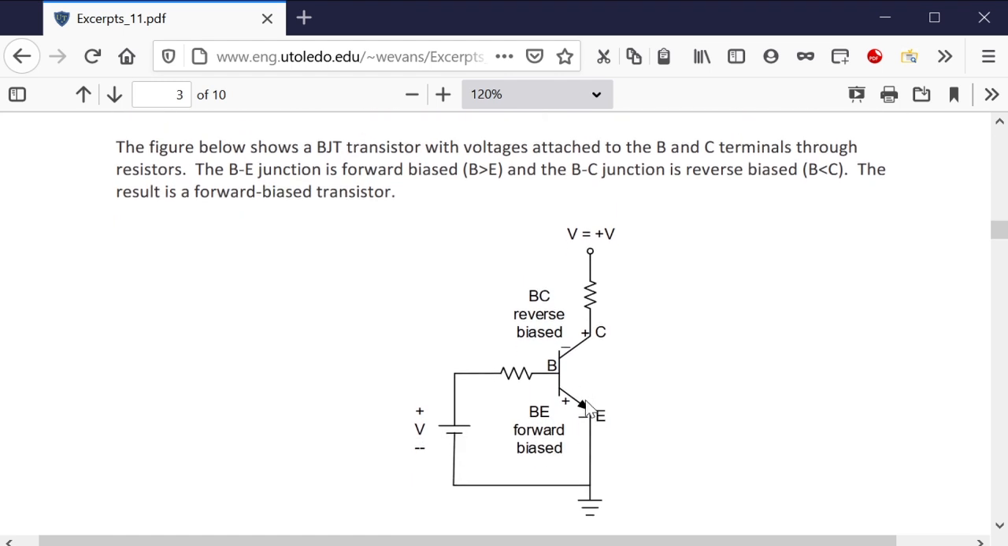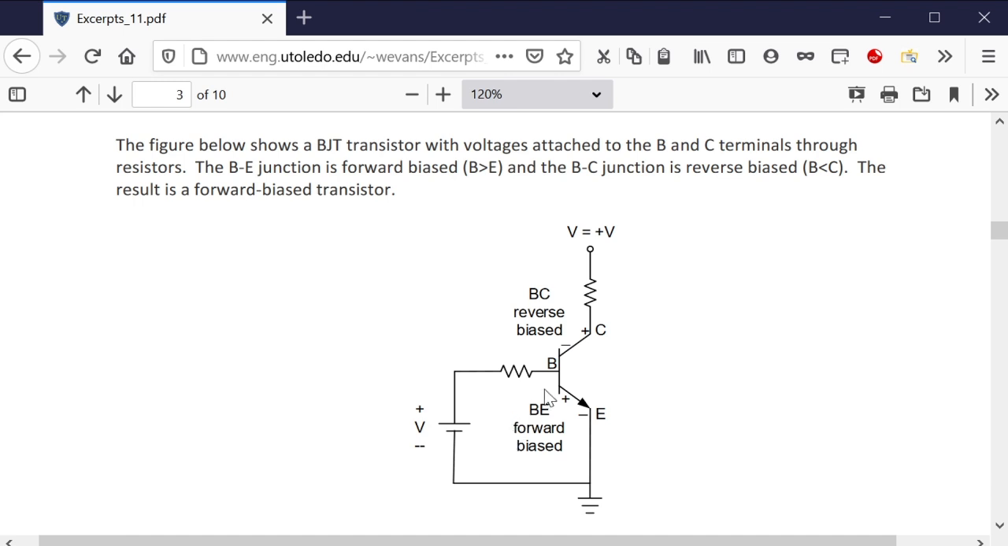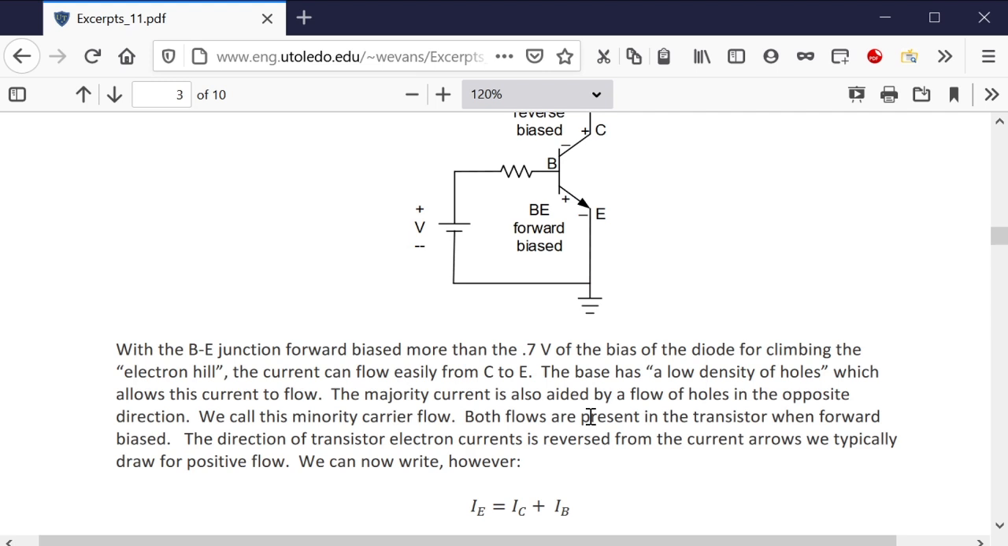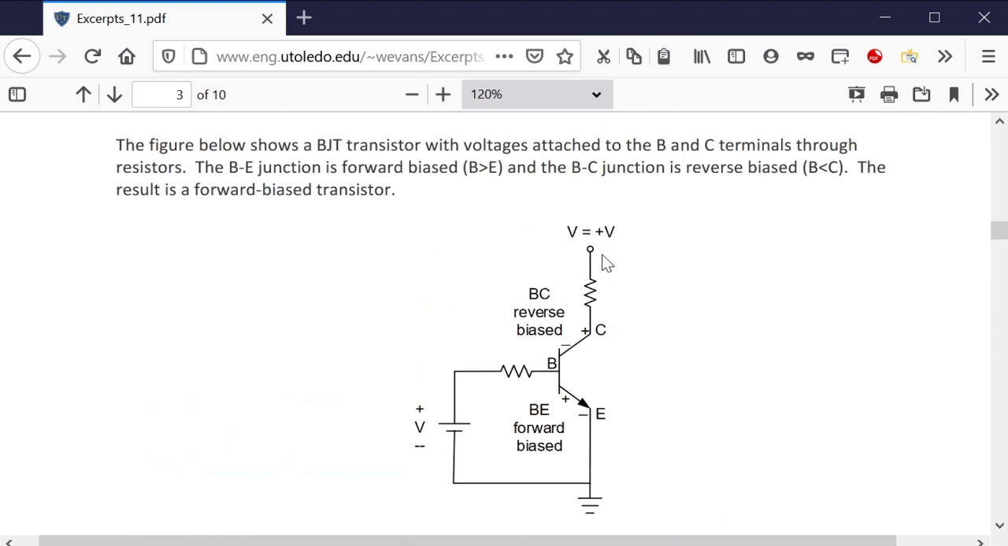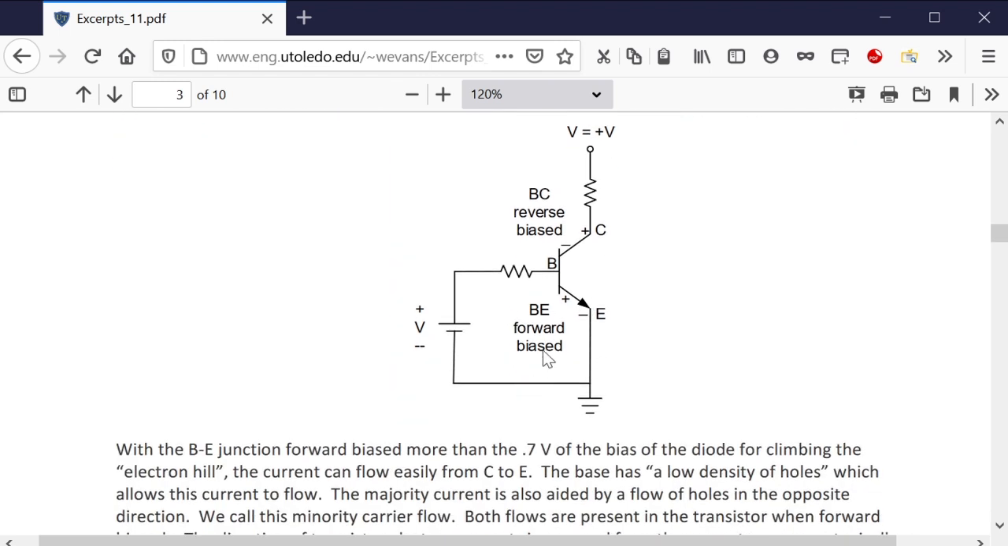The circuit basically works with an amount of current and an amount of voltage from the B to E points. The B to E junction is forward biased in the figure below, and the BC is reverse biased, and the result is a forward biased transistor. In other words, you get flow if you put more voltage here than you do here. And again, the magic number is 0.7 volts. That's the electron hill that we talked about before. We can go through the physics of it, but basically, if you put a higher voltage to the B than to the E, you're going to get flow. If you have a positive up here and a B to E positive, you're going to get flow with an NPN.